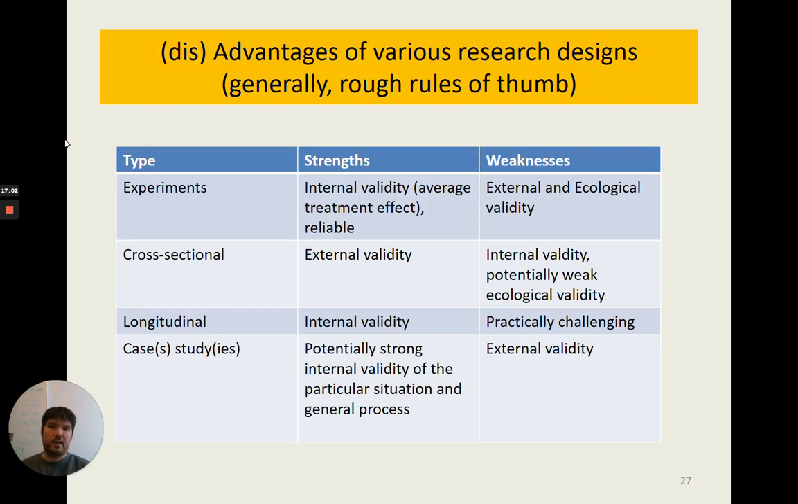And here, on the last slide, I've just given some very general and very rough rules of thumb of advantages and disadvantages of the various kinds of research designs. These are really just very rough. It's not always the case that a cross-sectional design will have a strong external validity, et cetera. It's not always the case an experiment will have a weak external validity, but these are some general rough characteristics that can help one make sense of different research designs.